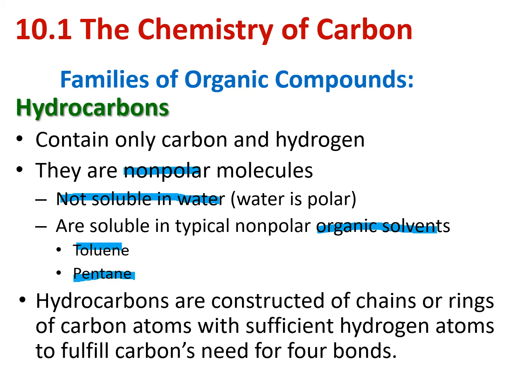These hydrocarbons are usually made of chains or rings of carbon atoms. So carbon atoms will be joined with each other, and there will be sufficient hydrogen atoms joined with the carbon, so that the carbon can fulfill its four bonds, as one carbon atom has a tendency of making four bonds. So the hydrogens will be consuming these bonds inside the hydrocarbons.